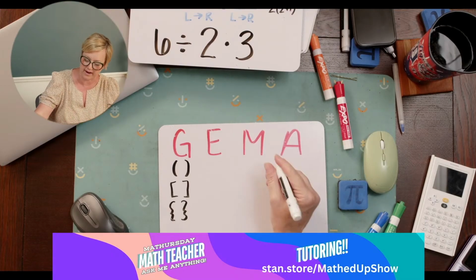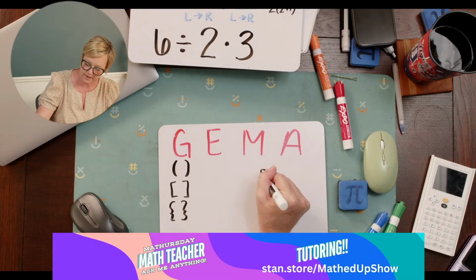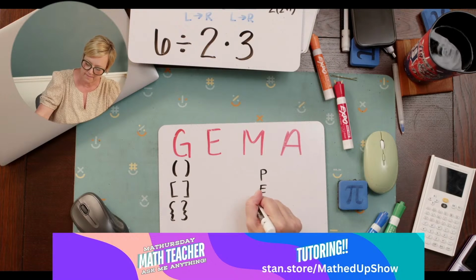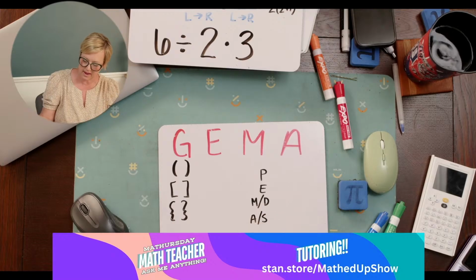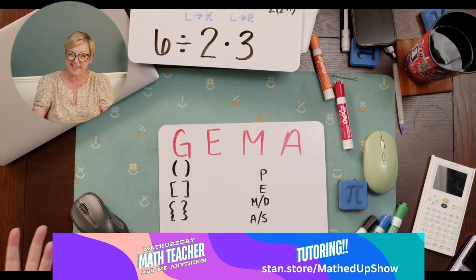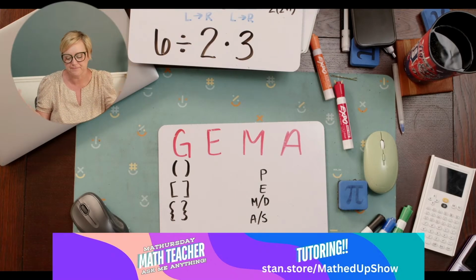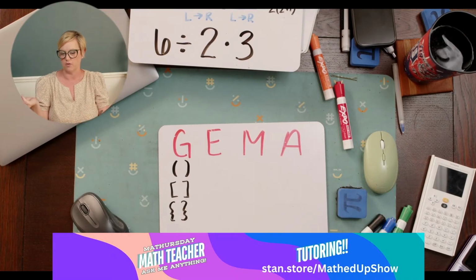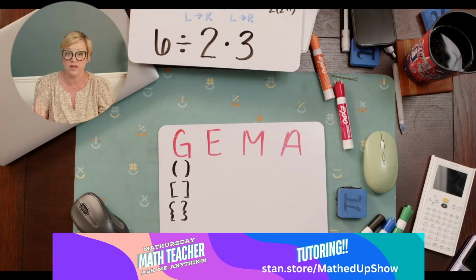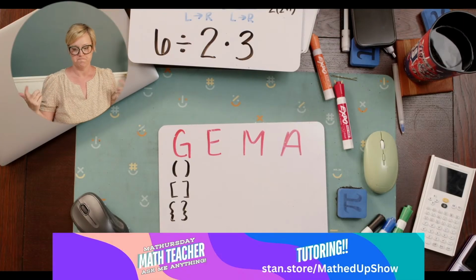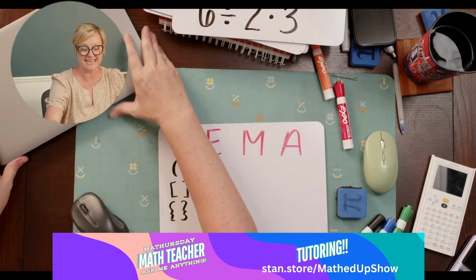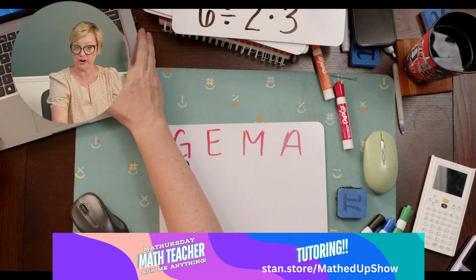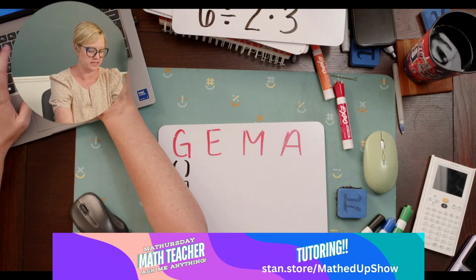Sometimes people will write it sort of like P, E, MD, AS. If you read it like that, that's a little bit easier, but yeah, GEMDAS is the one that I prefer, and that's what I stick with. So you want to make sure that your intention is very clear when you're doing order of operations, right?